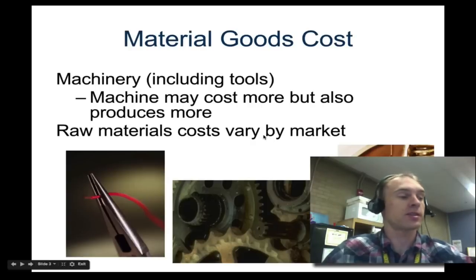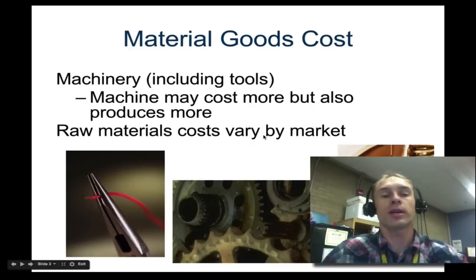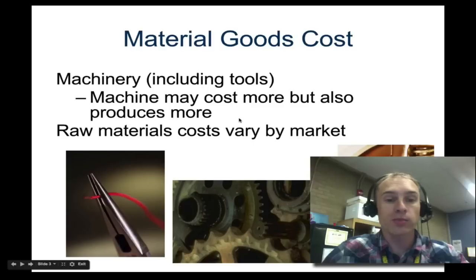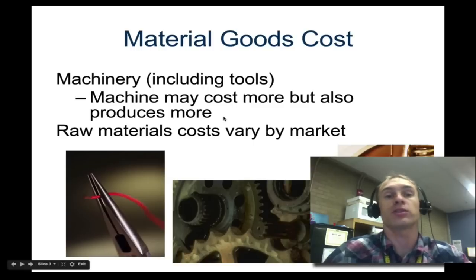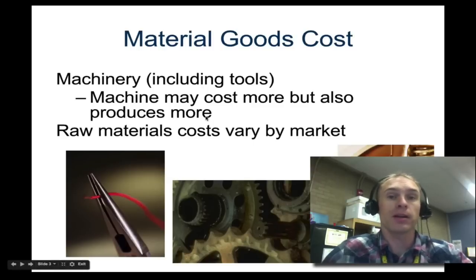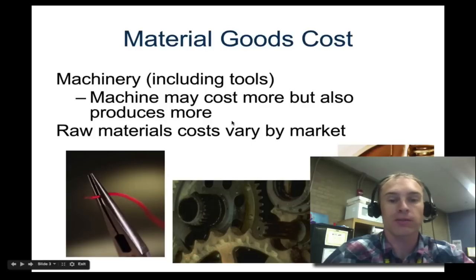Materials goods costs. If you are purchasing machinery, then it might cost more, but it also might produce more depending on the type of machine you get. So that may be a cost that is a lot more upfront, but there's a big benefit for it. Raw materials will vary by market and kind of depending on where you live.